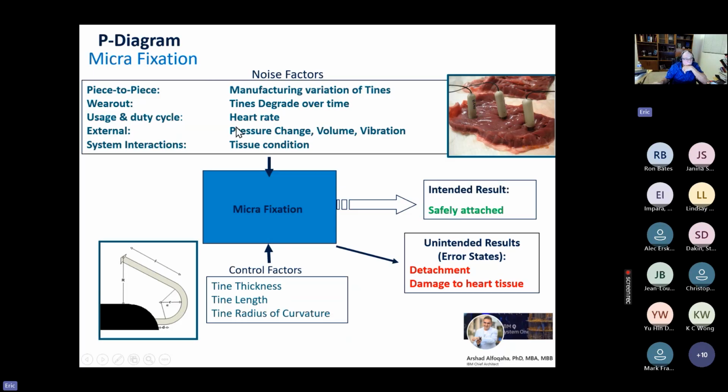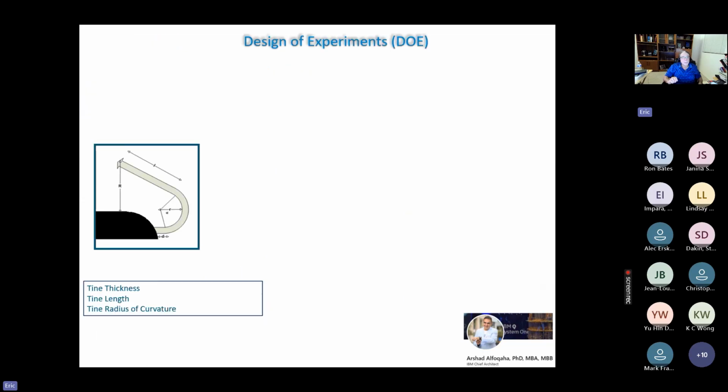Mostly he wanted to control for, a lot of these were taken care of by the spec limits of 2 and 3 newtons. Wanted to have the design be robust against manufacturing variation on the tines. And the control factors were the thickness of the tine, the length of the tine, and it curves, so the radius of curvature of the tine.